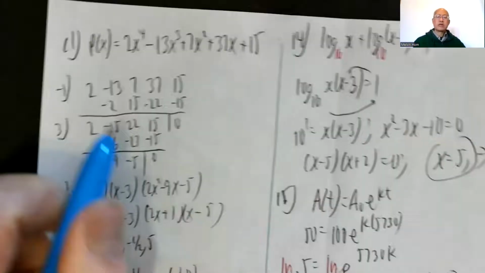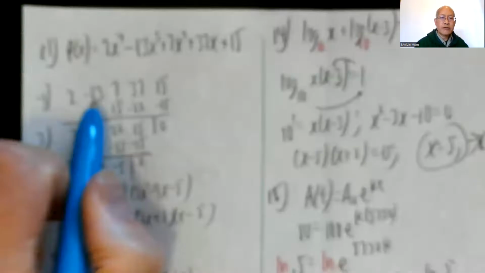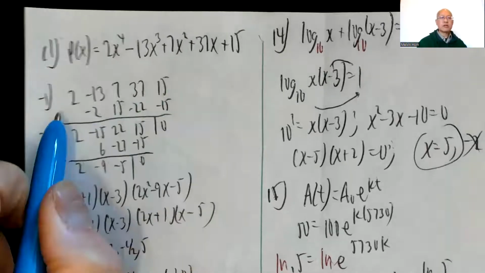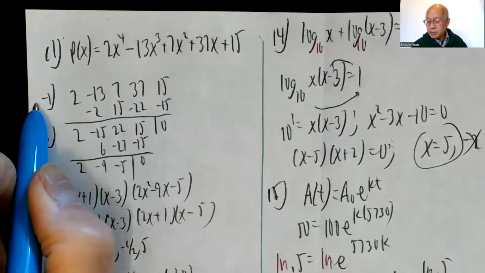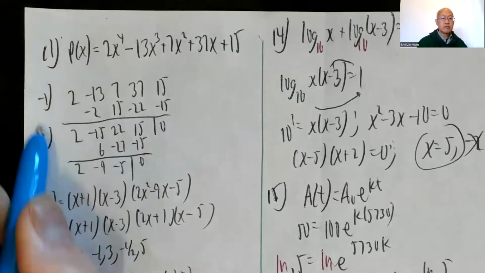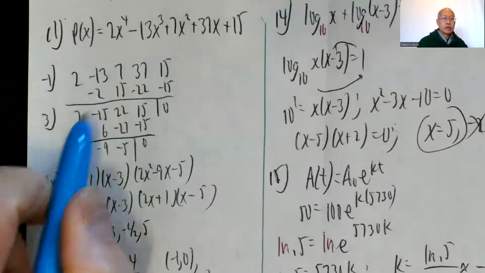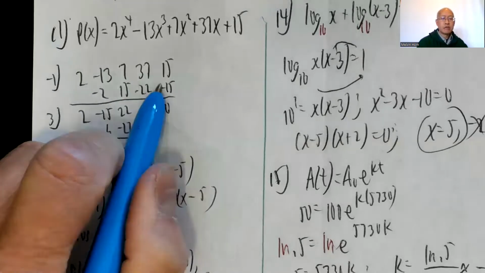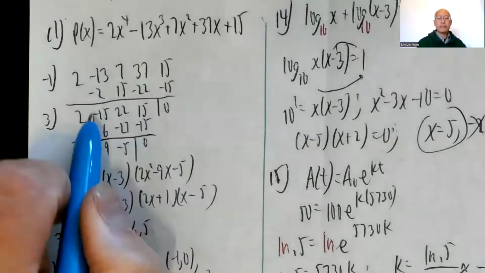Number 11, switch to synthetic division. 2, -13, 7, 37, 15. We're told that -1 works, so put -1 here, and 2, -2, multiply, add, multiply, add, multiply, add, multiply, add. You should get a 0, and you do.